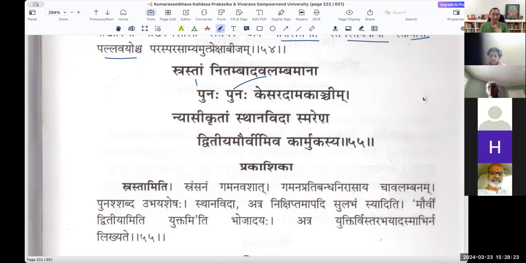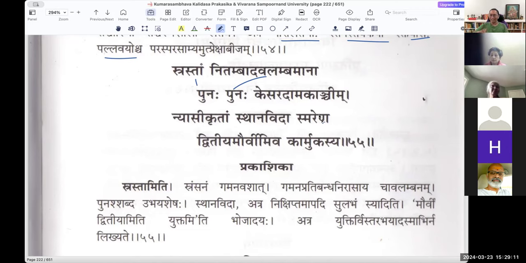And then he realizes, or he feels more confident now, and he says, nyasi kritam sthanavida smarena dvitiya maurvimiva karmukasya. Karmukasya, svakarmukasya chapasya dvitiyam maurvimiva saha apasyat. He had placed it for safekeeping. Nyasi kritam. Manmatha knows very well where to keep what. Whatever secret you're sharing, or if you have to give a spare key to someone, you don't give it to a four-year-old child. You give it to the proper person for the spare key. And Manmatha also is giving his spare bow string to her for safekeeping. Nyasi kritam. Dvitiya maurvimiva, and the chain.